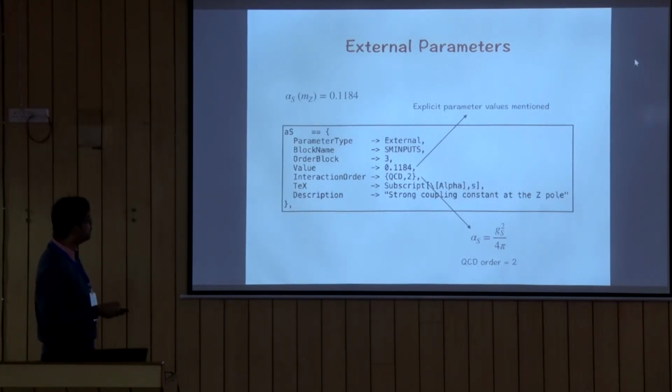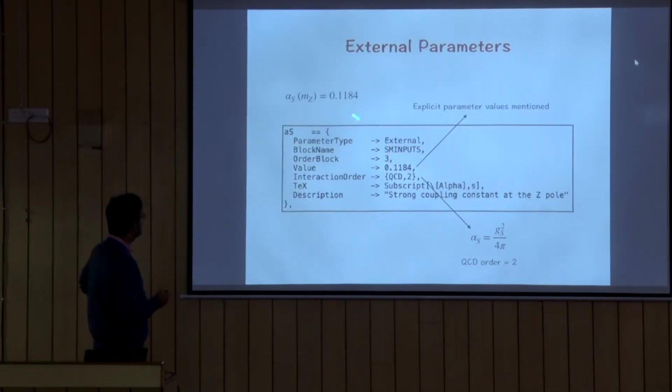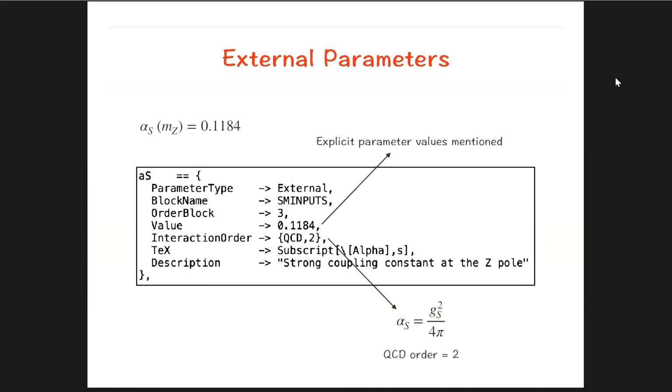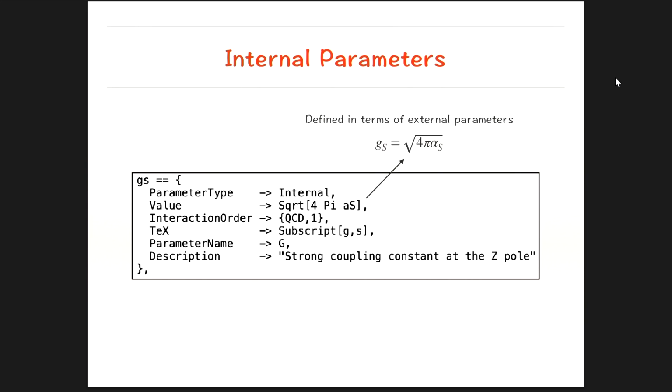Now you come to the parameters. This part is not very difficult. You define this alpha s at mz, and which is actually Gs square by 4 pi. So this has a QCD order of 2, if you may say. And this is the one that you define, alpha s mz with its value. Therefore the internal parameter will be this Gs, which actually enters into the Lagrangian once more, and the interaction order will be QCD 1. Okay, and you can define the parameter name, etc.